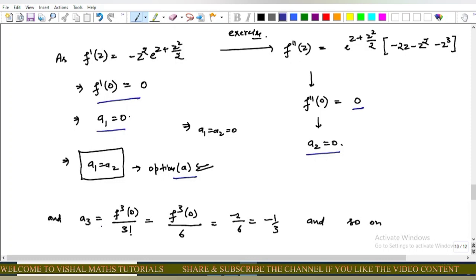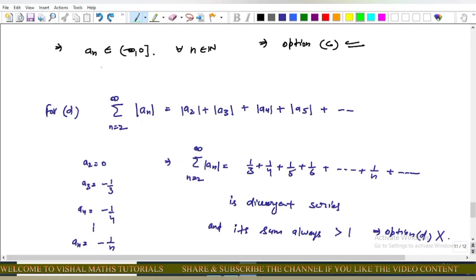Now a3 is equal to f3 at z equal to 0 upon 3 factorial. This implies that f3 at z equal to 0 upon 6. As we know that f3 at z equal to 0 is minus 2. This is an exercise for you, and upon 6 this is equal to minus 1 upon 3, and so on. This implies that an belongs to the semi-closed interval, that is minus infinity to 0, for every n belonging to the set of natural numbers. This implies that option C is correct.